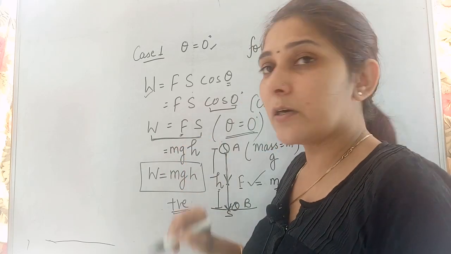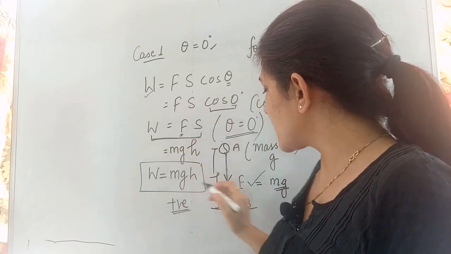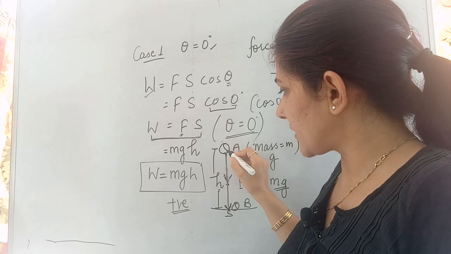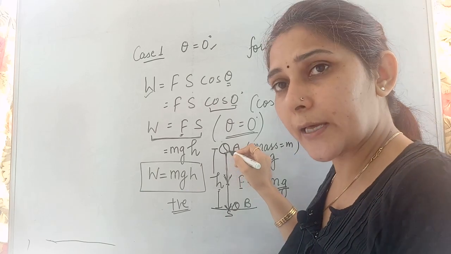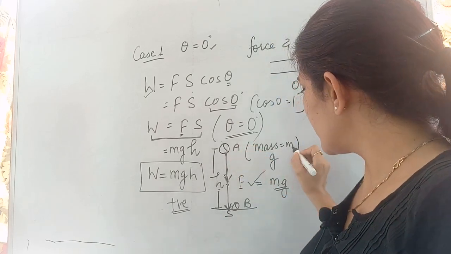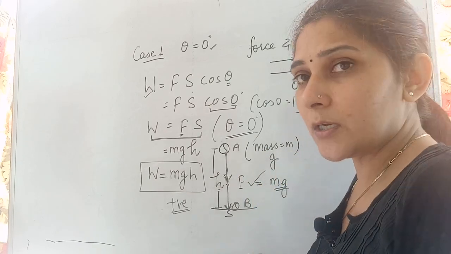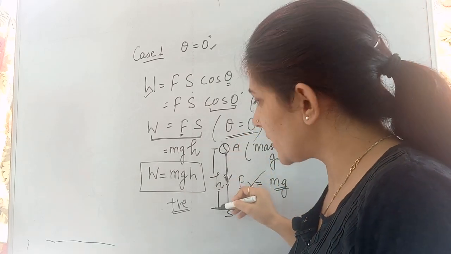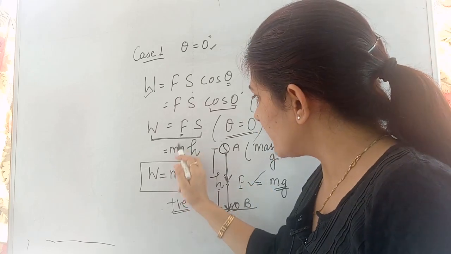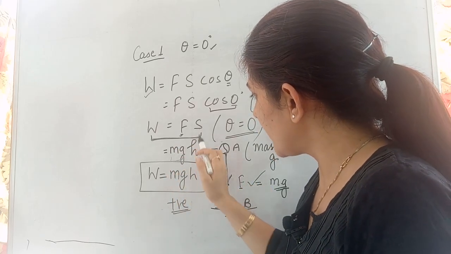I can calculate the value of F. What is the force here? Force is the weight of the object. The force applied is equal to the weight of the object here. So what is the mass of the ball? That is m. g is the acceleration due to gravity. The force is equal to m into g. What is the displacement? I have shown it here with h. So I can write F as m into g, and S is h.